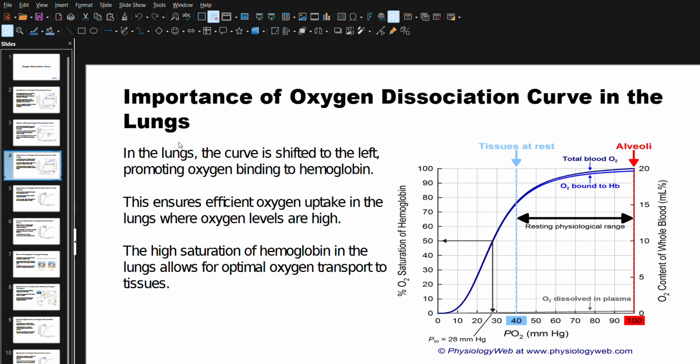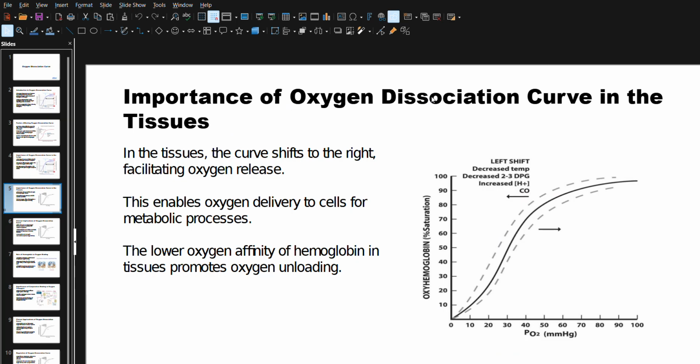How does it affect? In the lungs the curve is shifted to the left, promoting oxygen binding to hemoglobin. Here you can see in the diagram. In the lungs what happens? The sigmoid curve is shifted to the left, promoting oxygen binding to the hemoglobin. This ensures efficient oxygen uptake in the lungs where oxygen levels are high. Then the high saturation of hemoglobin in the lungs allows for optimal oxygen transport to the tissues. So this happens.